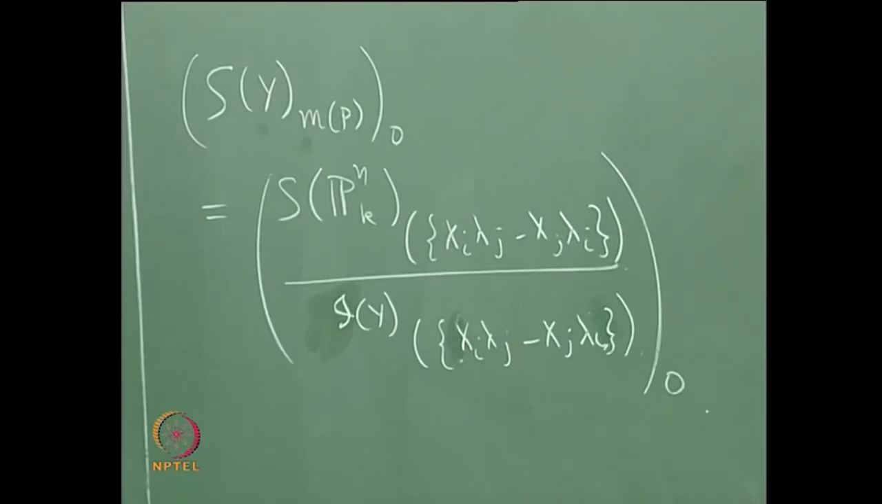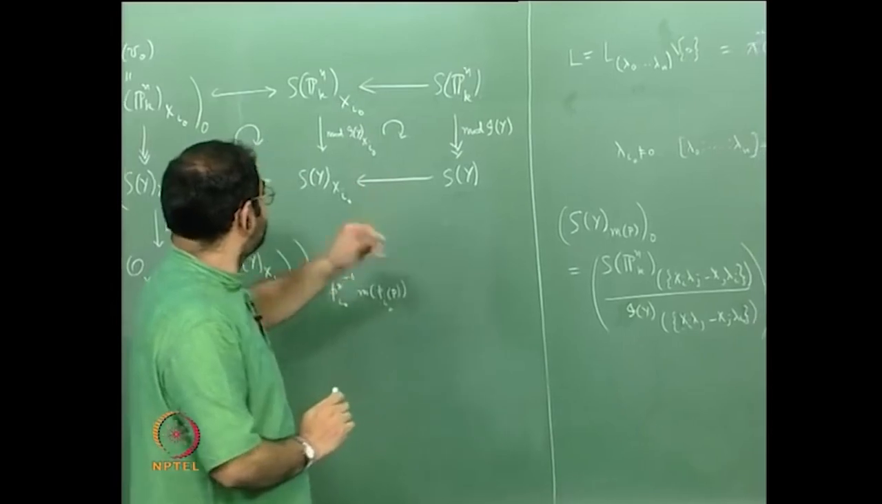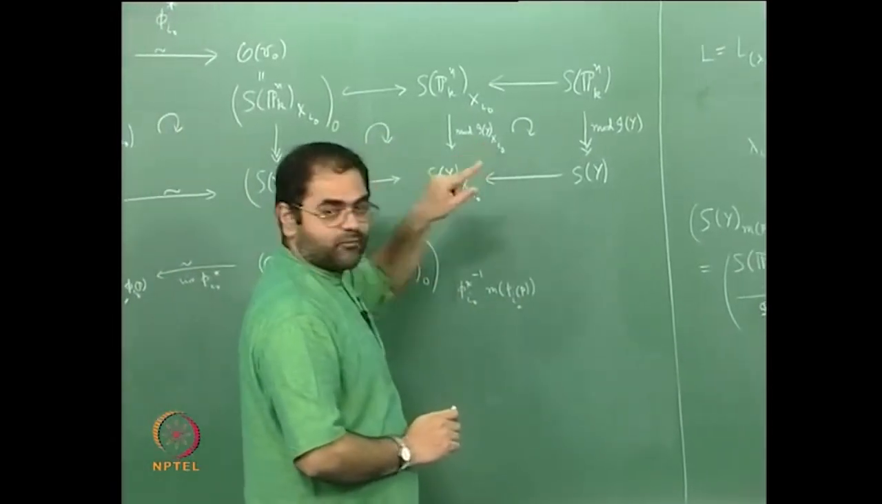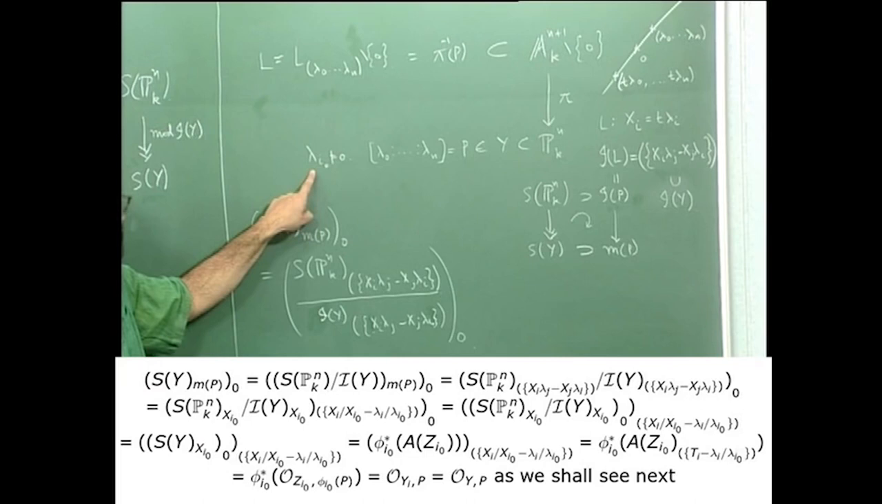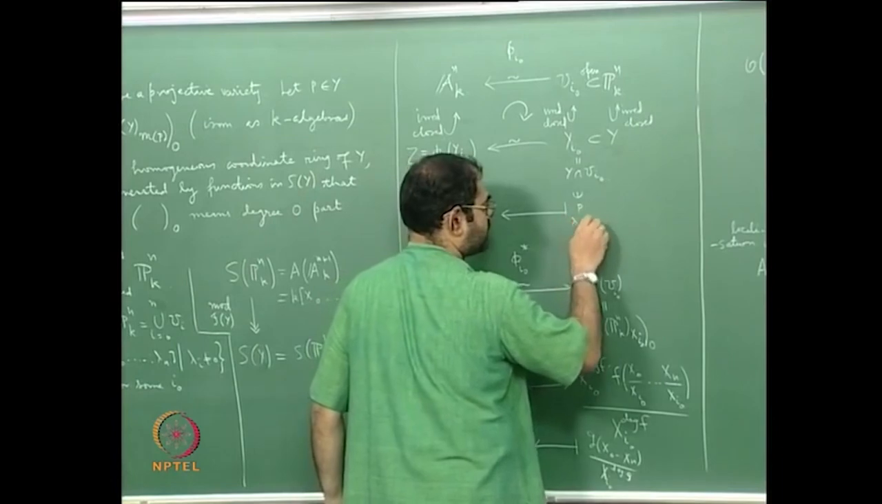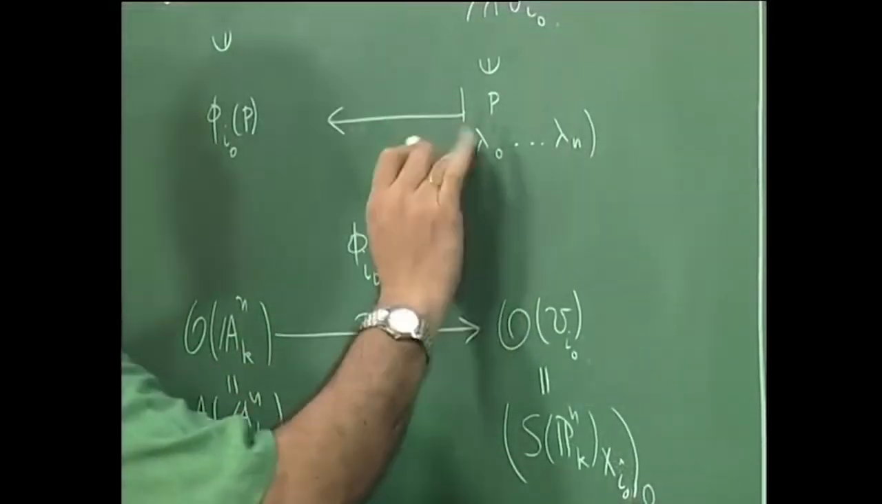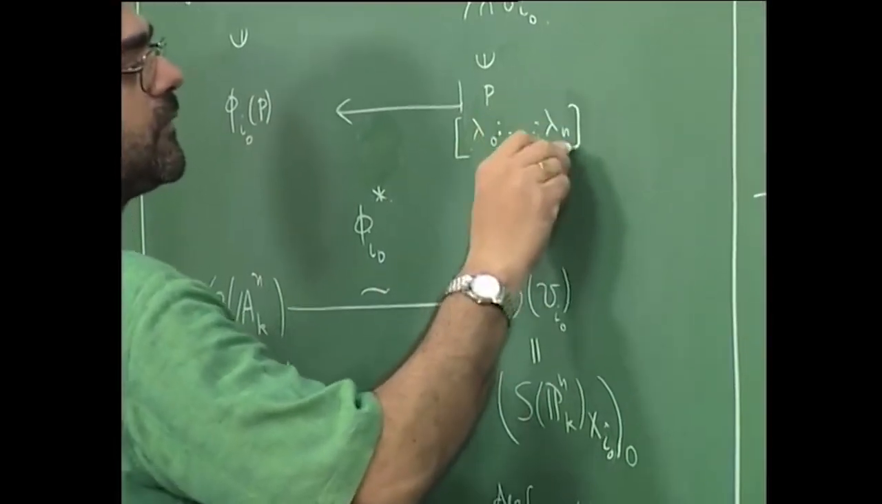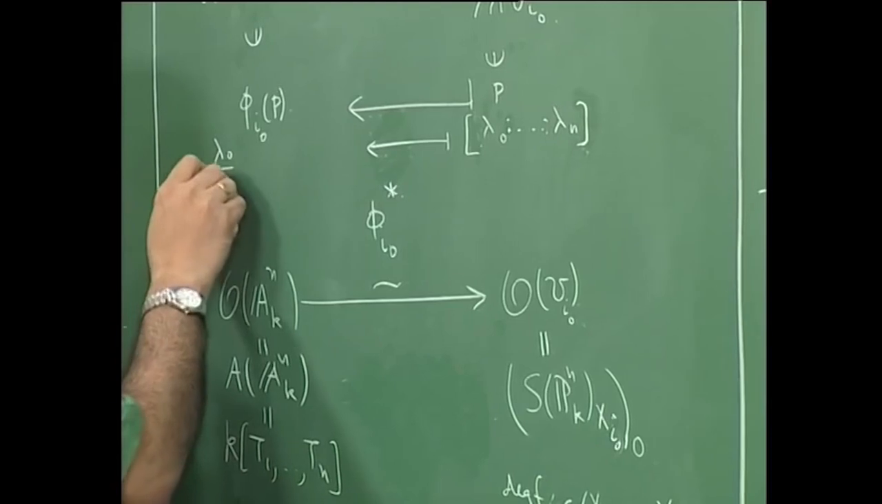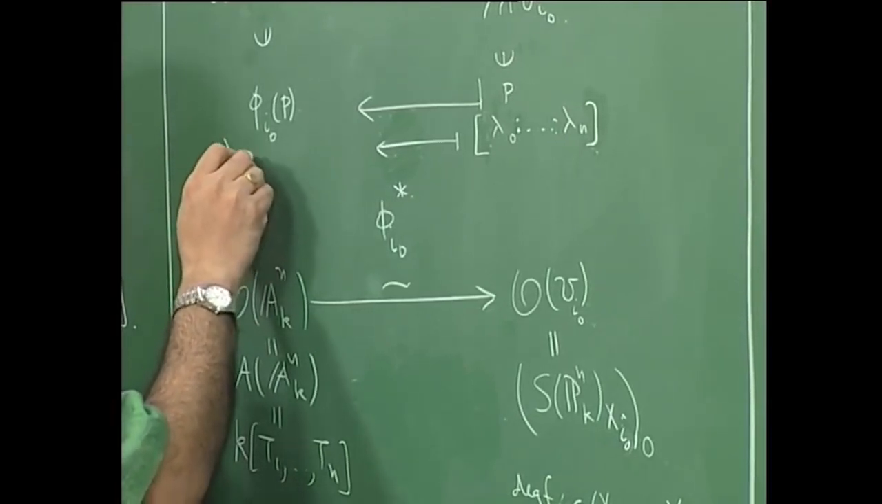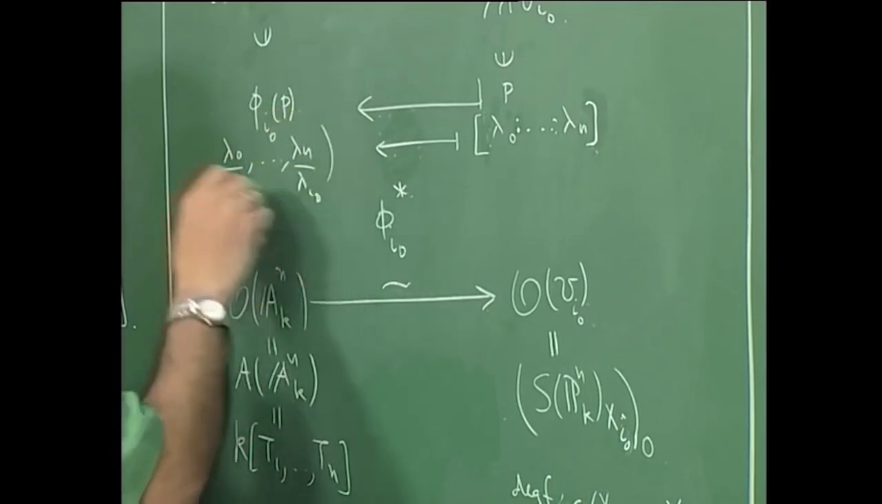Right, but then the trick is the following. Since the point lies in U_{i_0}, this lambda_{i_0} is non-zero. Let me write it down. So the point here is lambda_0, ..., lambda_n, with homogeneous coordinates. That is going to the point here, which is going to be lambda_0 by lambda_{i_0}, ..., lambda_n by lambda_{i_0}. That is going to be the point here.